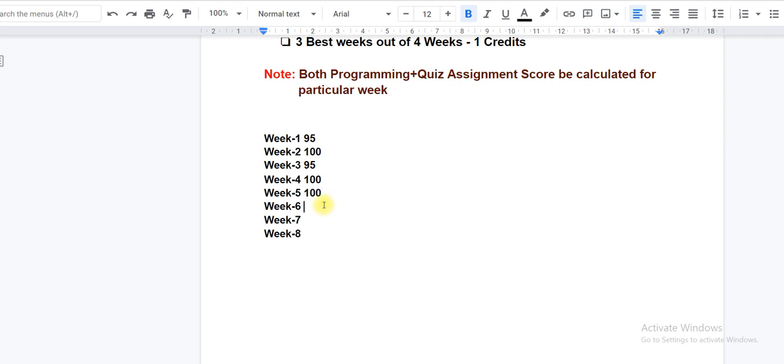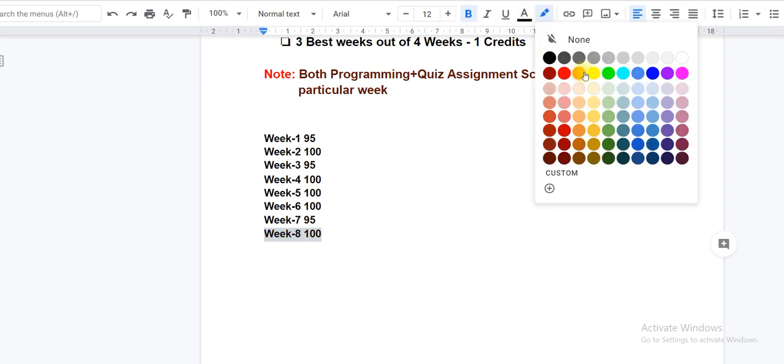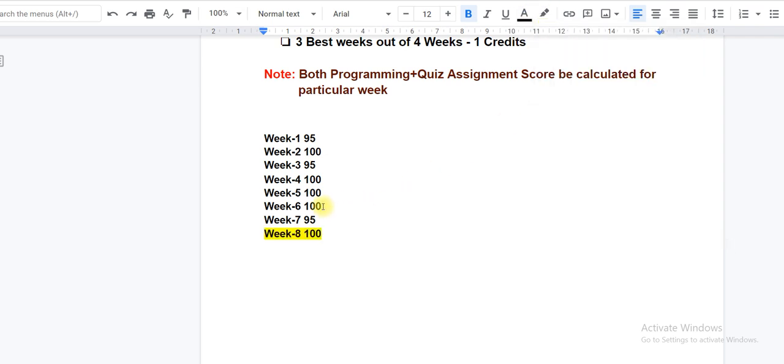So you can see here 100, and this week this is 95 and this is 100. So I hope I have calculated the average assignment score of a particular week. Okay. So here NPTEL will pick the top 6 weeks, because this is an 8-week course. So this will be picked. Am I right, guys? This will be picked.